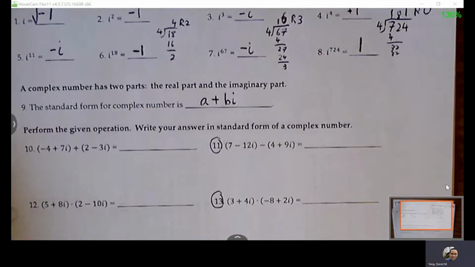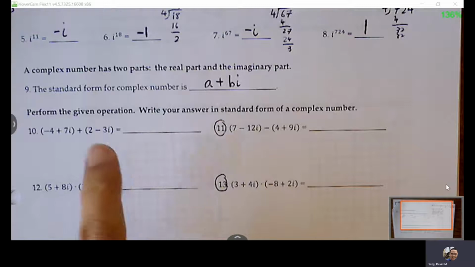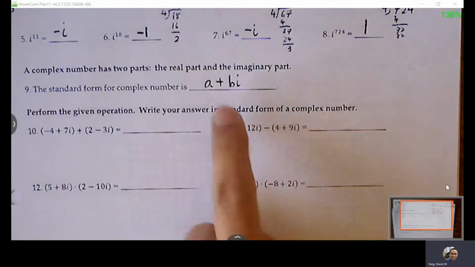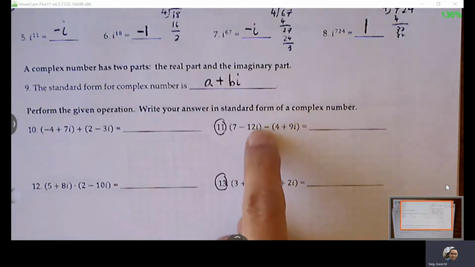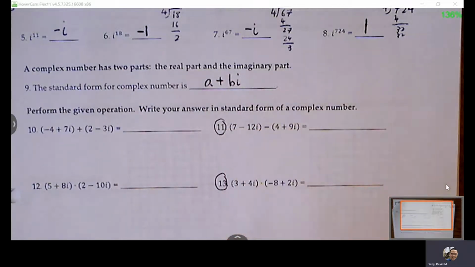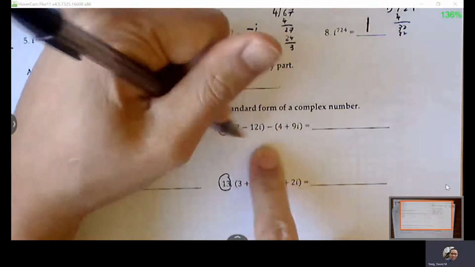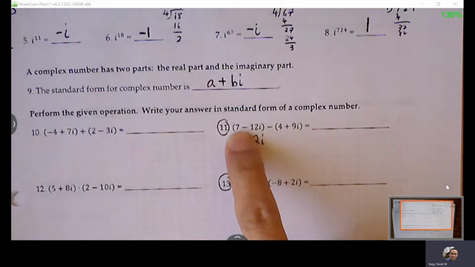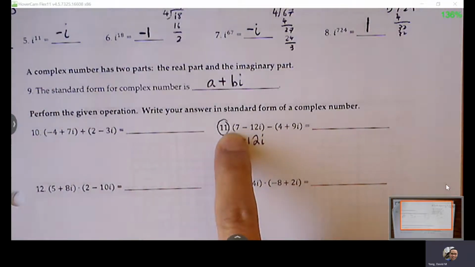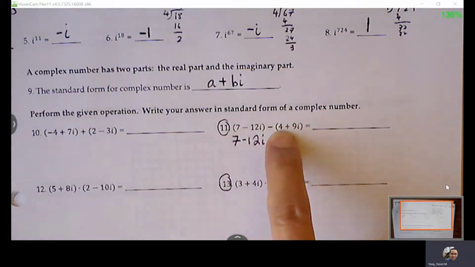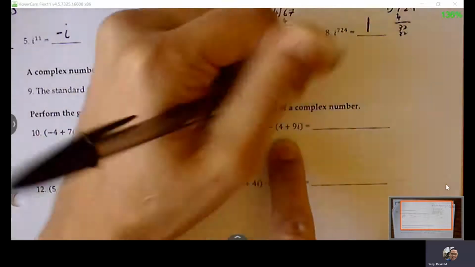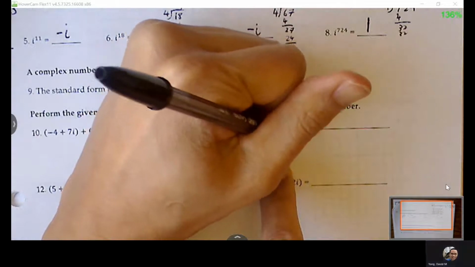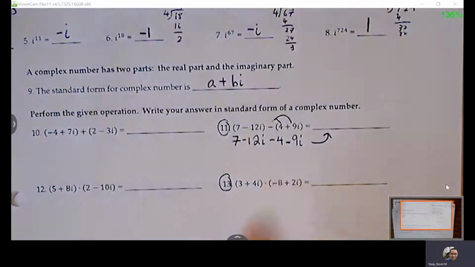We also need to see if we can cover a little bit of the next section. It says perform the given operation and write your answer in standard form of a complex number. I'm going to treat i like a variable and combine like terms. So let's try number 11. 7 minus 12i. I can drop the parentheses because there's no negative or coefficient influencing 7 and negative 12. But here, I do need to distribute the negative through.